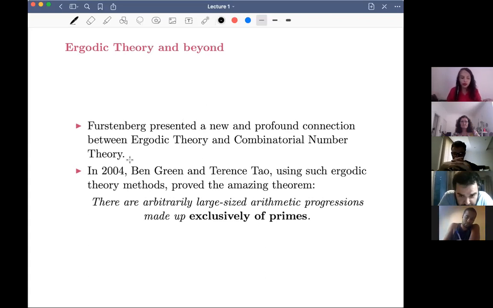So this was proven in 2004. The proof is complex and has other tools, but it uses these ideas of Furstenberg. And now it's clear that ergodic theory is efficient for proving results in number theory. And by the way, Terence Tao got the Fields Medal in part because of this result.